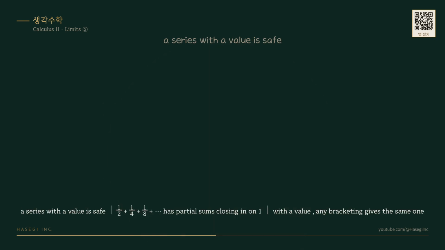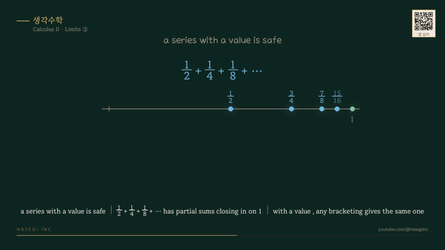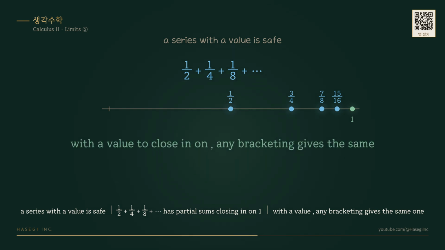A series that does have a value is safe. Look at a half plus a quarter plus an eighth. The partial sums are a half, 3/4, 7/8, closing in on 1. Once there is a value to close in on, any way of bracketing gives that same one. Does it have a value or not? That is the first question, always. And the tool for answering it is always the partial sums.